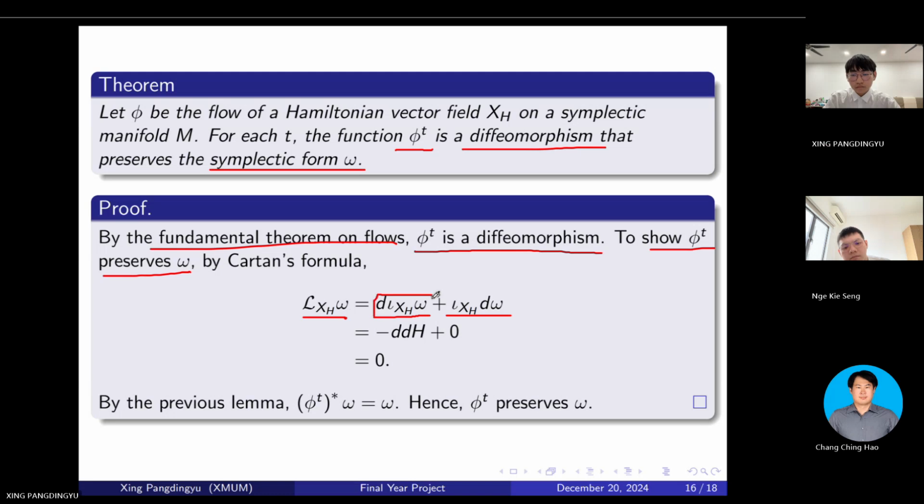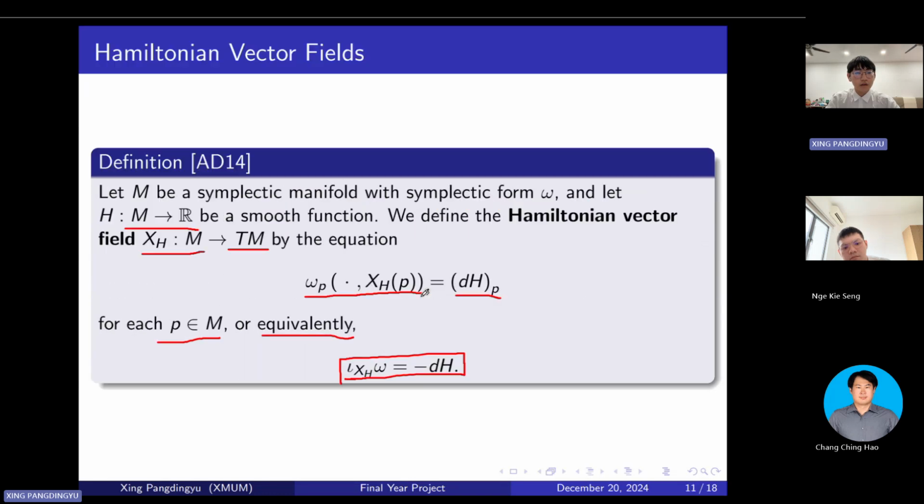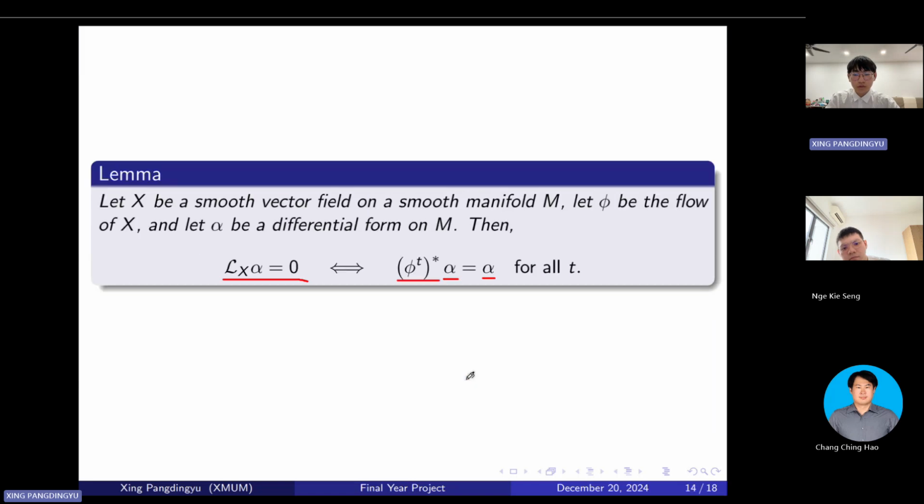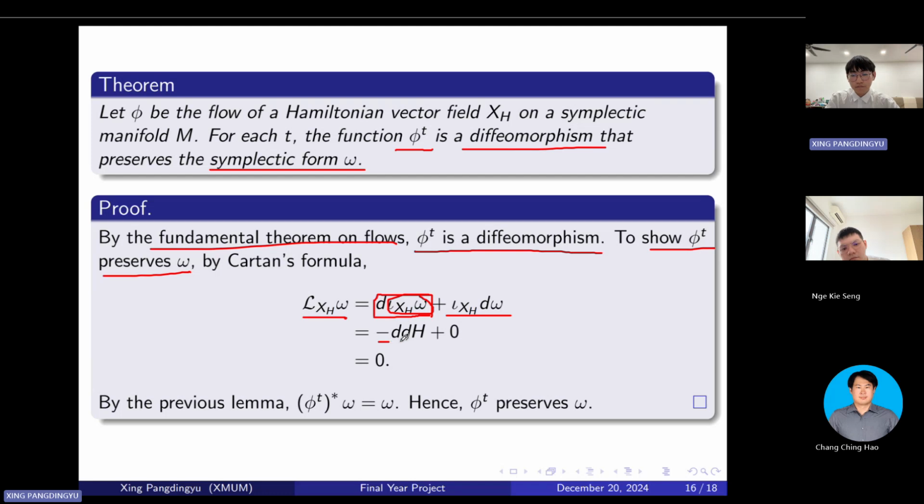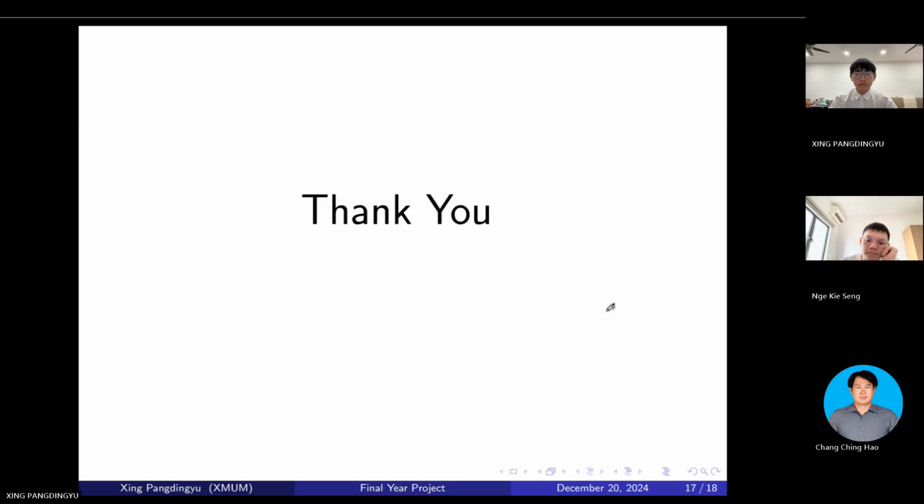For the first term, notice that we have iota XH omega, and we can go back to check the definition. We have this definition here. Iota XH omega is just equal to minus dH. So we can replace it with minus dH. And for the second term, we have d omega here. Since omega is a symplectic form, it is closed. So d omega is just 0. And also we know that the exterior derivative is nilpotent. So by its nilpotency, we know that double d is also 0. Therefore, we proved that the Lie derivative of omega is equal to 0, and by the previous lemma, it shows that phi t preserves omega. This is all of my presentation today. Thank you for listening.